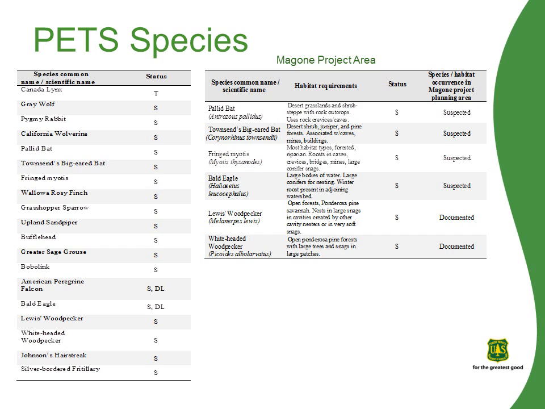The table on the left shows a list of the PETS species that have the potential to occur on the Malheur National Forest. The table on the right shows what we expect to occur in the Magone Project area and the habitat that they're associated with.